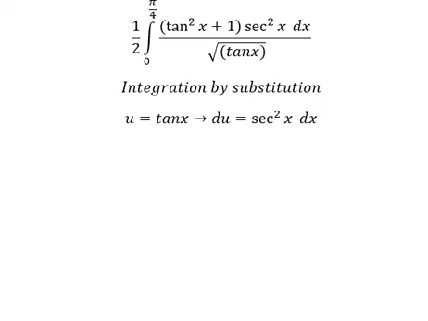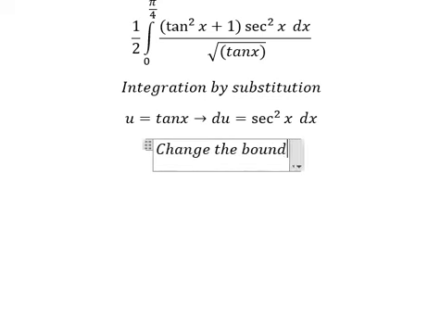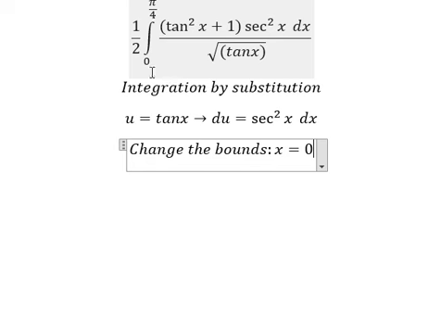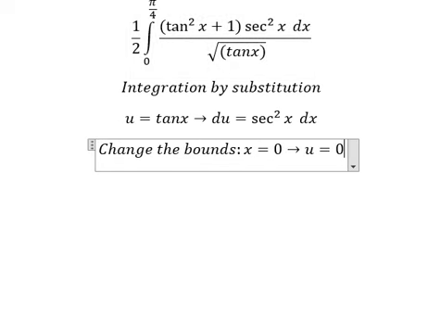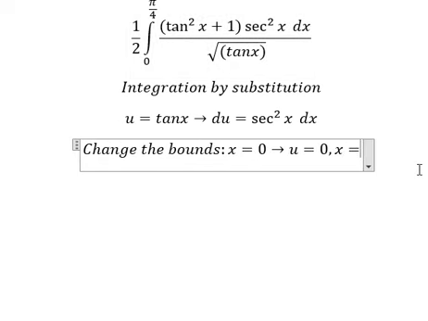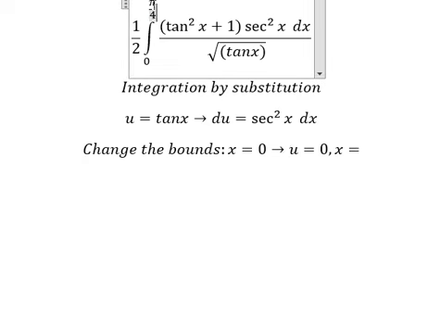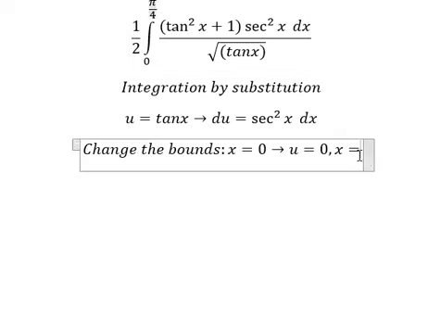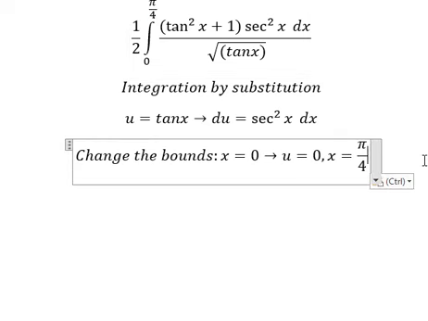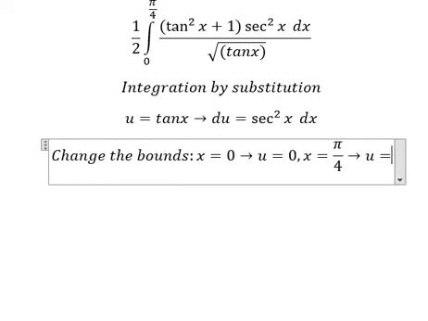Now we need to change the bounds. When x equals to number 0, we put number 0 in here. So u equals to number 0. When x equals to pi over 4, so I will put this one in here. So u equals to number 1.